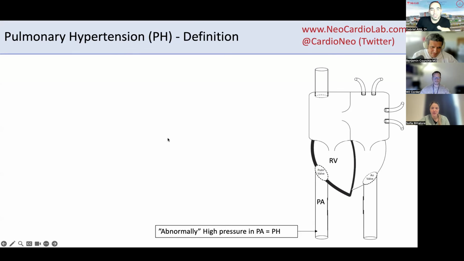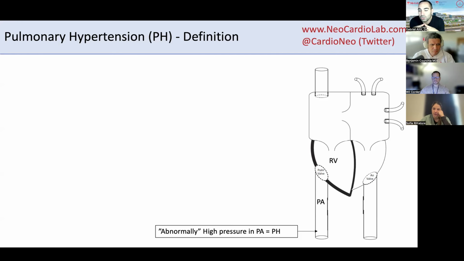So we just said pulmonary hypertension is usually a measure of high blood pressure in the pulmonary artery. I do think that the word hypertension is a bit of a misnomer when it comes to neonatology, because we have situations where the pressure in the pulmonary artery may actually drop very low, paradoxically, but there's extremely high resistance. So I'll give you an example.